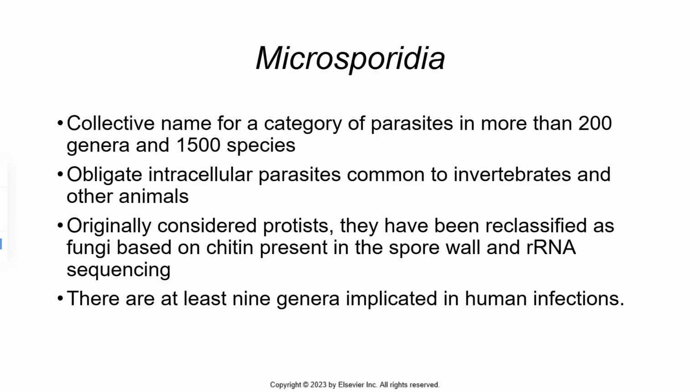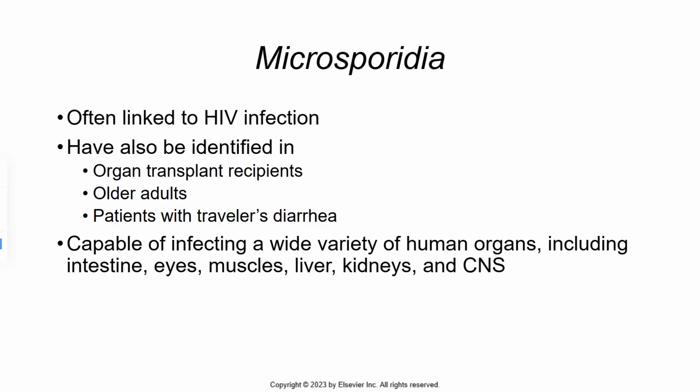Microsporidia. So Microsporidia is a collective name for a category of parasites in more than 200 genera and 1,500 species. Obligate intracellular parasites are common to invertebrates and other animals. Originally considered protists, they have been reclassified as fungi based on chitin present in the spore wall. There are at least 9 genera implicated in human infections.